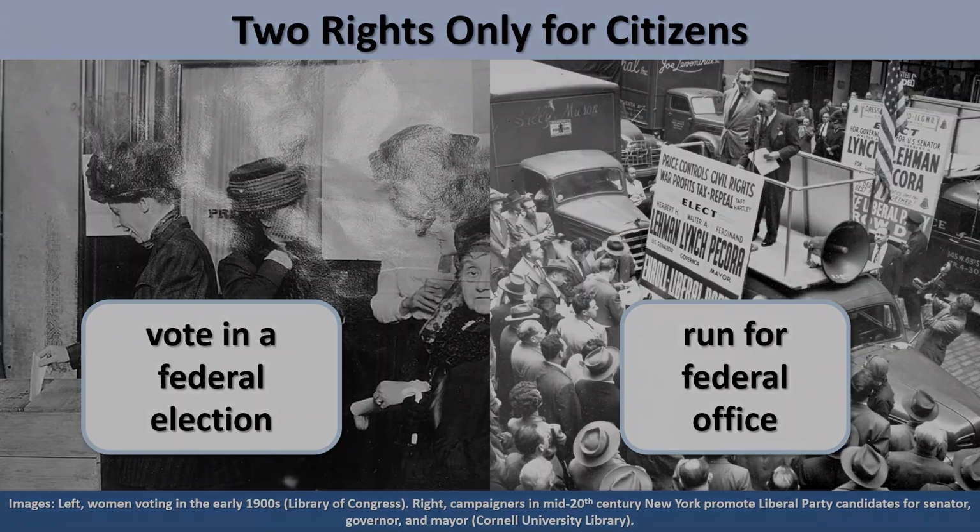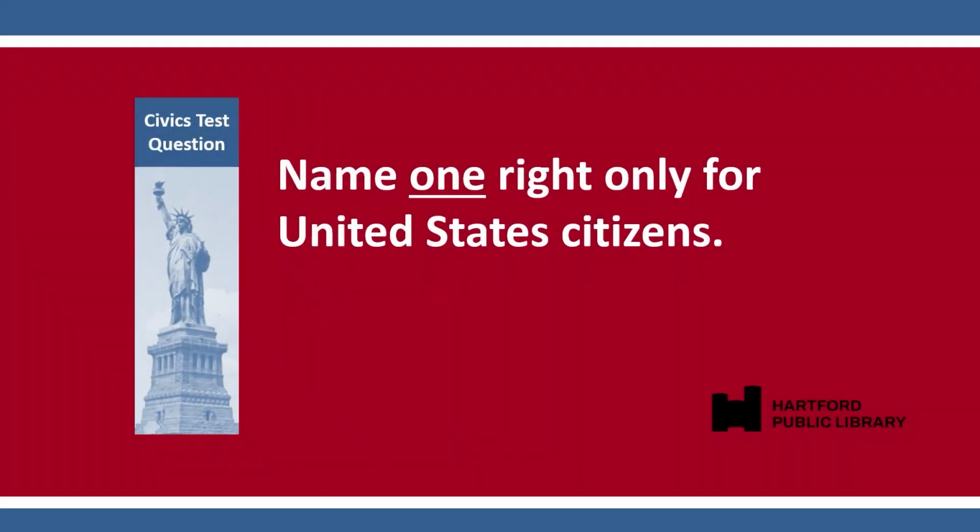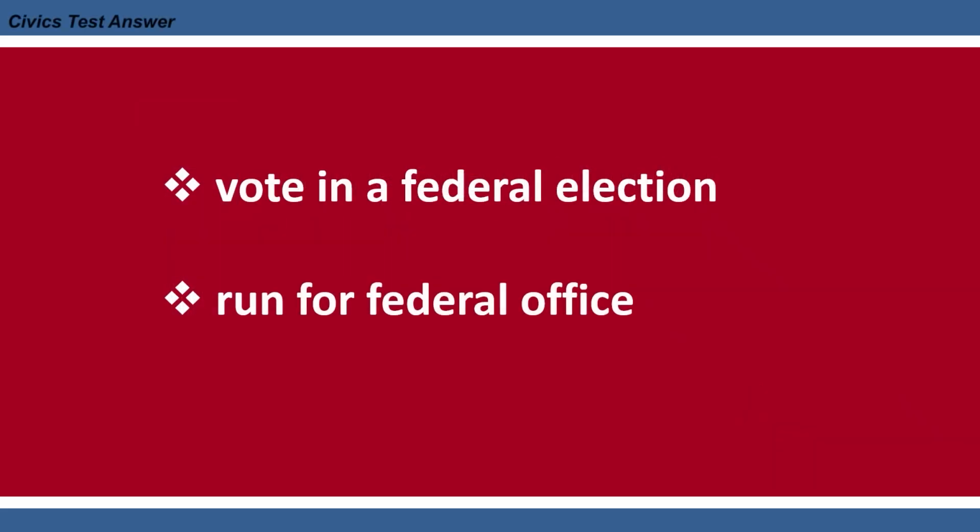Civics test question. Name one right only for United States citizens. Vote in a federal election. Voting in a federal election is one right that only United States citizens have. Another right that is only for citizens is the right to run for federal office.